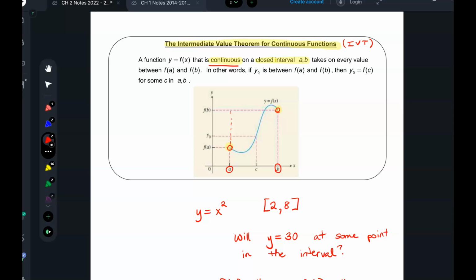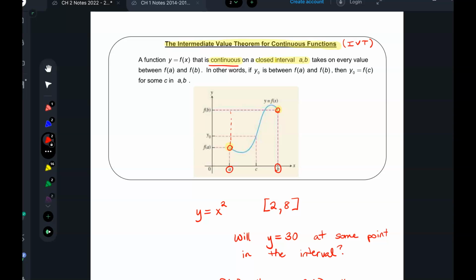But let's say there's a removable discontinuity on the one we were talking about, even if it's before y equals 30, doesn't matter. If I have an asymptote over here, I don't care. What if there was a discontinuity in between 2 and 8, but it wasn't what you were looking for? Then you still can't.